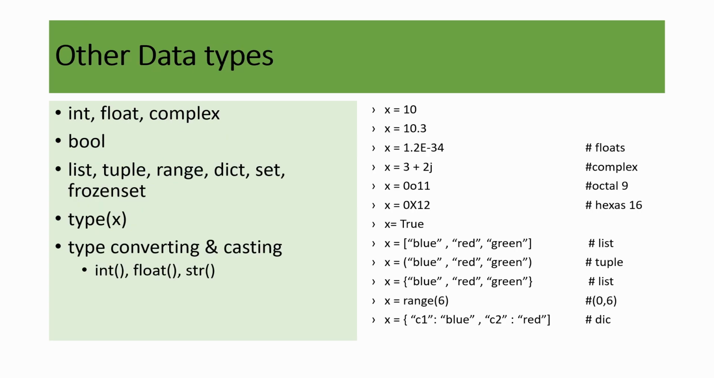There are many other data types available in Python. For example, int, float, complex, octal, and likewise. When we call the type function, we can get the type of the data. And if we want to convert from one data type to another, we can use casting. For example, we can cast a float number into an integer, and an integer number into a float.